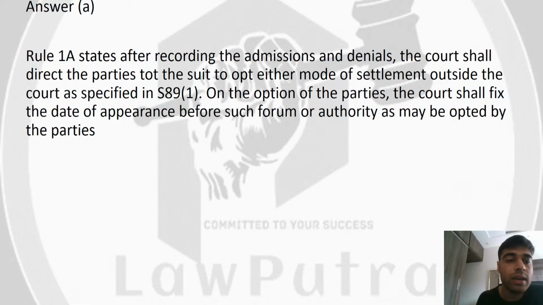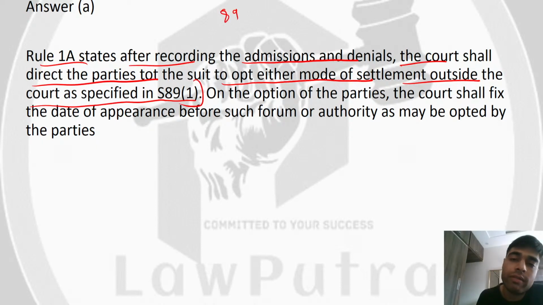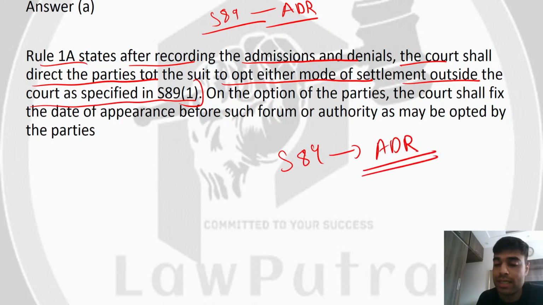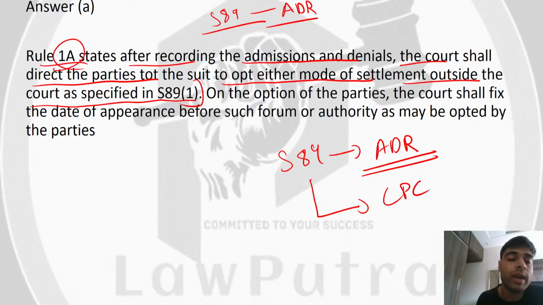So the answer is Order 10, Rule 1A. It states that after recording the admission and denial, the court shall direct the parties to the suit to opt for either mode of settlement outside the court as specified in Section 89(1). Now, Section 89, everyone knows that it is related to ADR. But they were asking in which of the orders does the court have discretion to do it? Section 89 simply says the modes, it tells which ADR methods are recognized for dispute resolution under issues arising under CPC. But that discretion of the court is given in Order 10, Rule 1A.